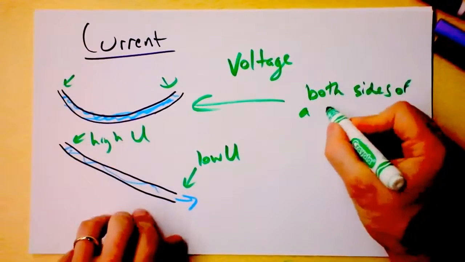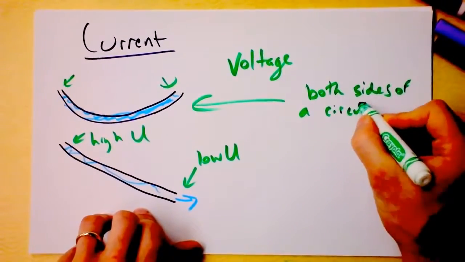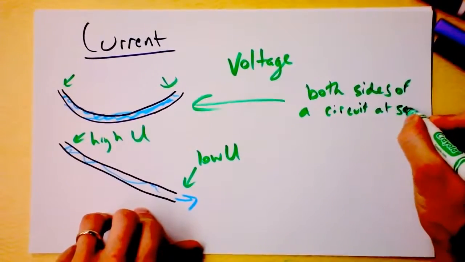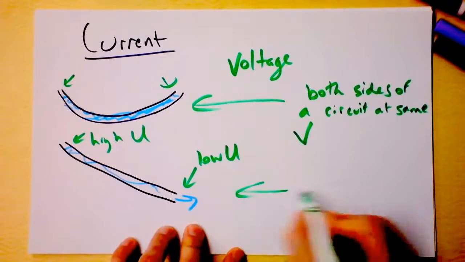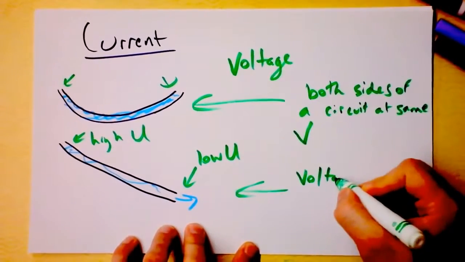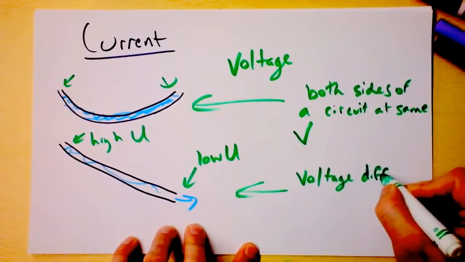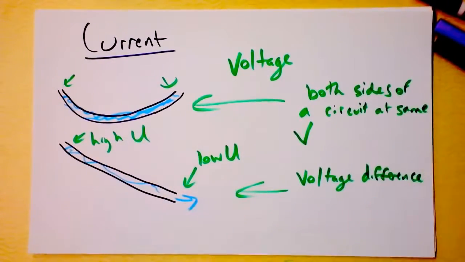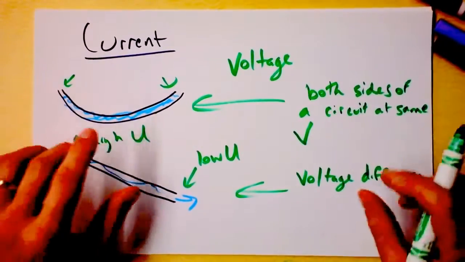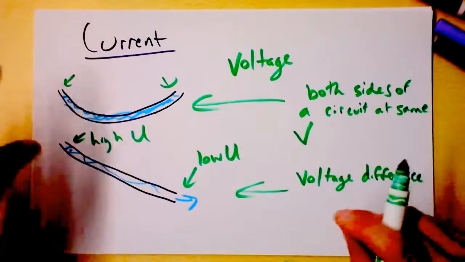Maybe I could say both sides of a circuit at the same voltage. And this would be a voltage difference. And so a voltage difference would cause a potential difference. Well, that's what it is, right? But it would cause a current, which would cause a charge to move.